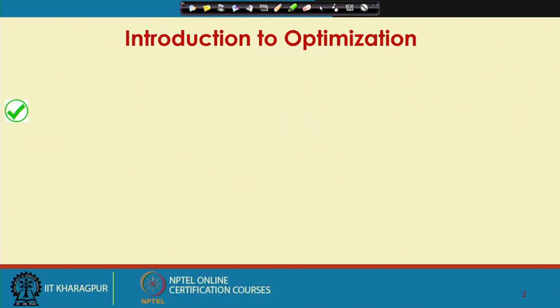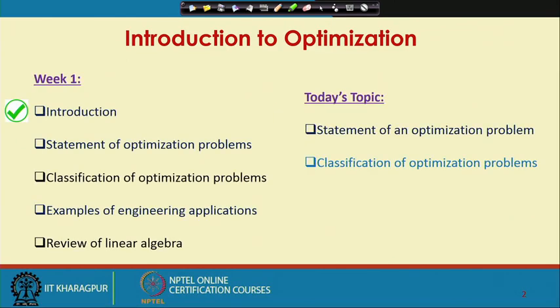So, in this lecture, we will see what are the components of an optimization problem, so that in later class we can formulate the optimization problem. After talking about the various components of an optimization problem, we will also briefly talk about the various classification of optimization problem that exists. So, today's topic will be statement of an optimization problem and classification of optimization problems.